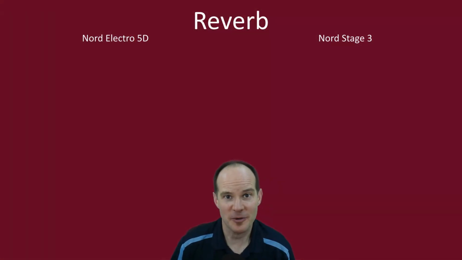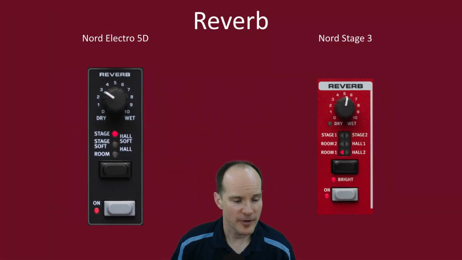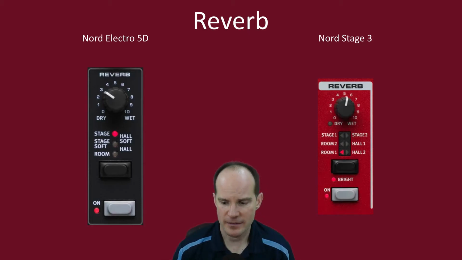Okay, let's talk about the reverb. On the Nord Electro 5, you have dry and wet, just like you do on the Stage 3. You do have the different room options. You have stage, stage soft, room, hall soft, and hall. Here you have room 1 and 2, stage 1, stage 2, hall 1, and hall 2. So slightly different names, but essentially you get to the same place within each.